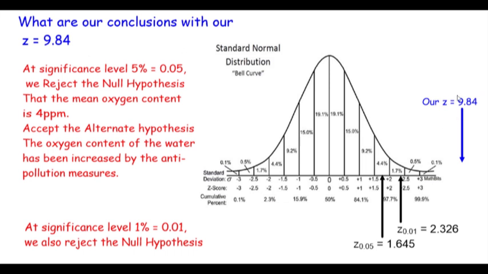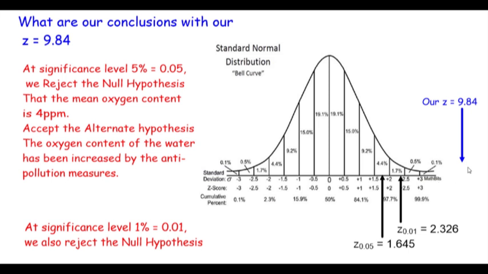Now let's have a look at what happens. Our 9.84 is way up this end, and it's very unlikely that this is going to occur. What does that mean? Well, it's very unlikely that the mean of the oxygen content of the river is actually 4 parts per million. So at a significance level of 5%, which is 1.645 just here, we are miles away, and we're also miles away from the 1% or 0.01, which is 2.326 over here. So we're miles up this way.